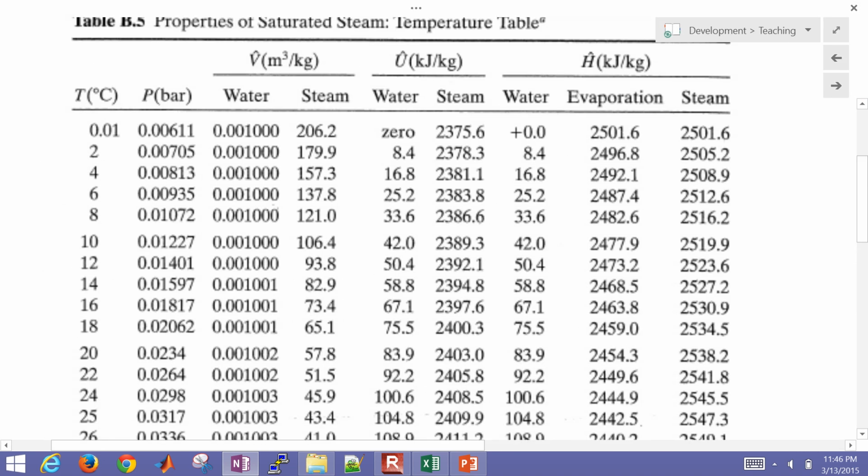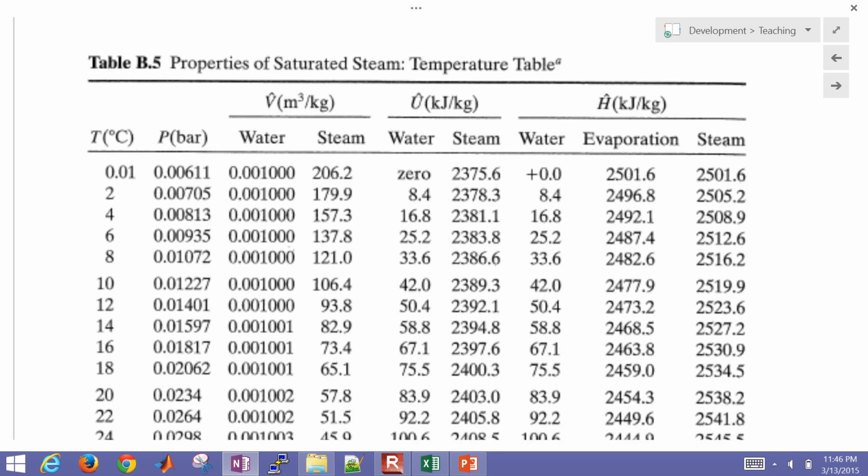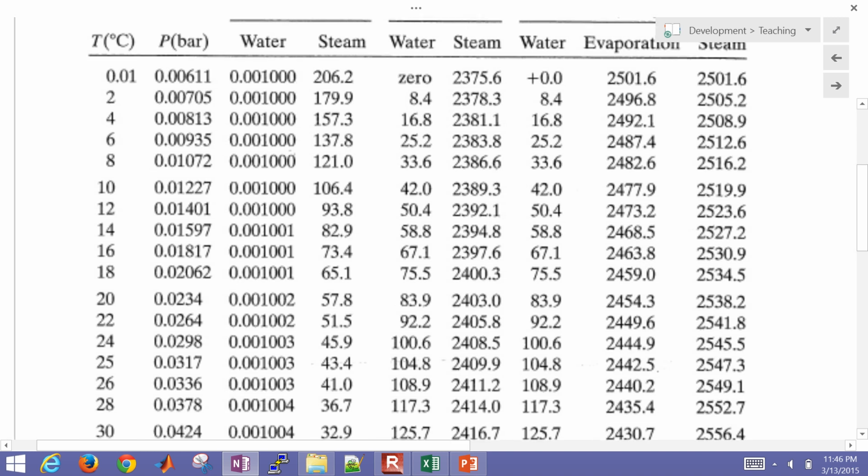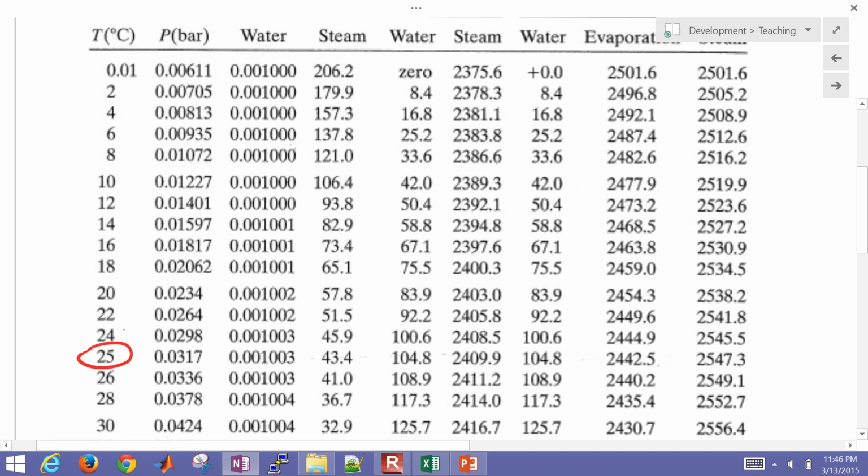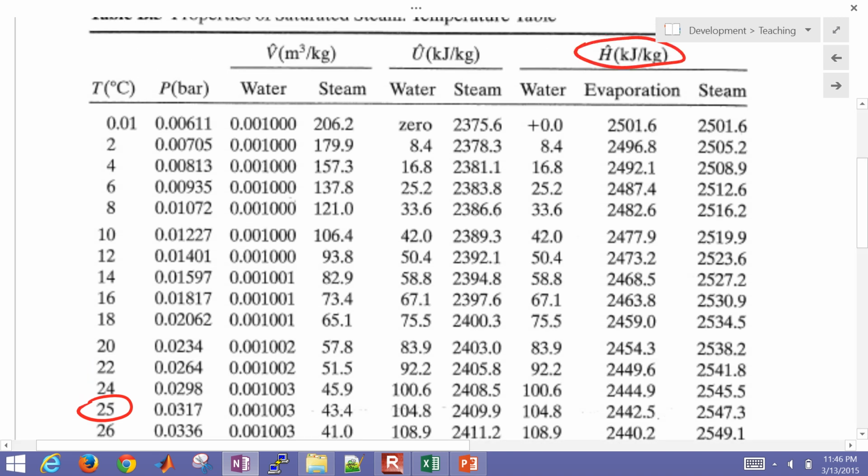These are the steam tables, and this is properties of saturated steam. What I want to do is come down here to 25 degrees, and I'll see I have a specific enthalpy for water. It's going to be 104.8. Now this is also going to be at a pressure of 0.0317, so we might have to also use the pressure correction for this. Let me write it over here to the right.